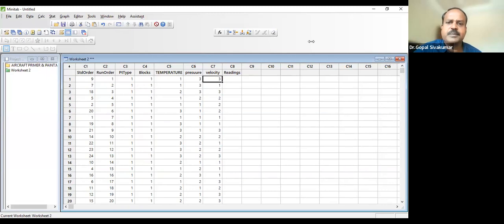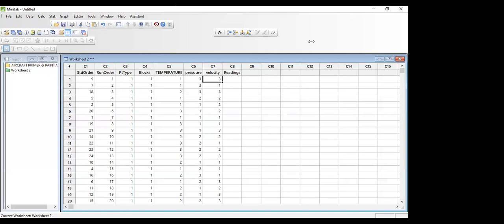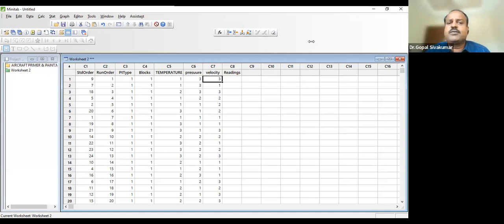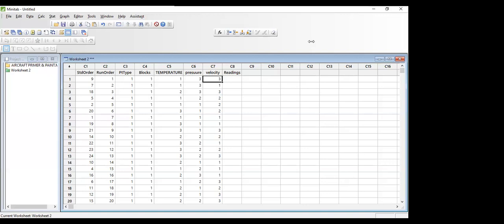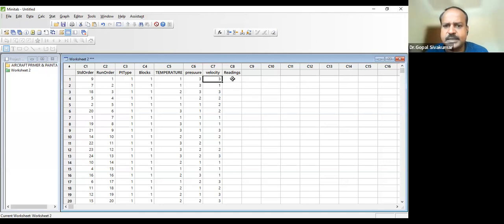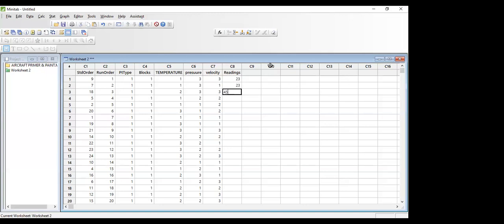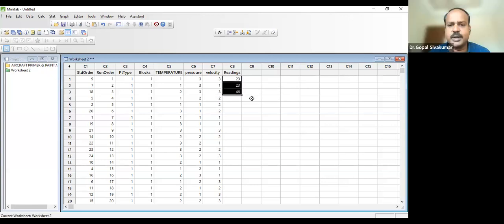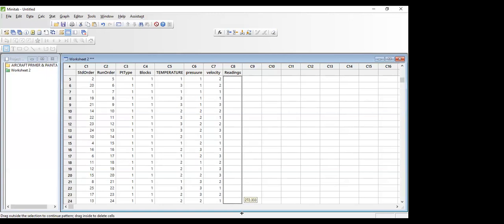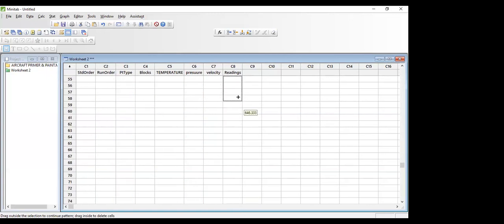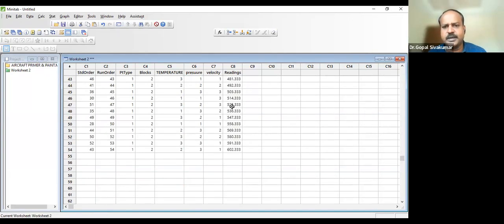All of you, are you with me? When I declare the factors, the levels and the replicates, Minitab gives me a format. According to the format, the principles of DOE are followed. Now you just have to conduct the experiment as per this format and complete 54 experiments. Once you type all the values, it is ready to analyze. Now values are available. You can analyze now.